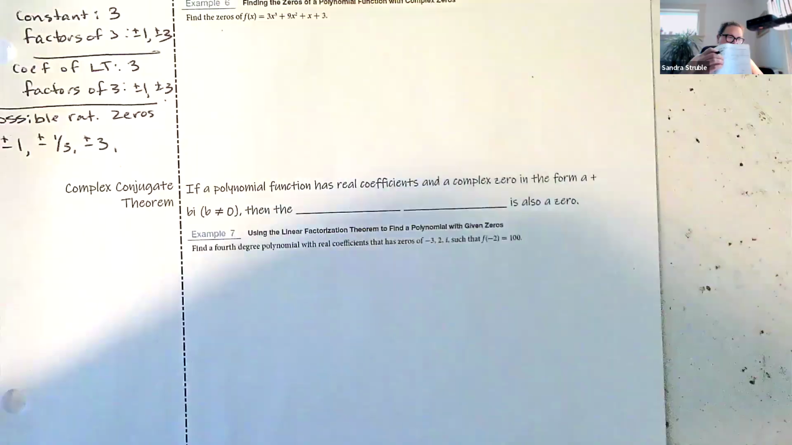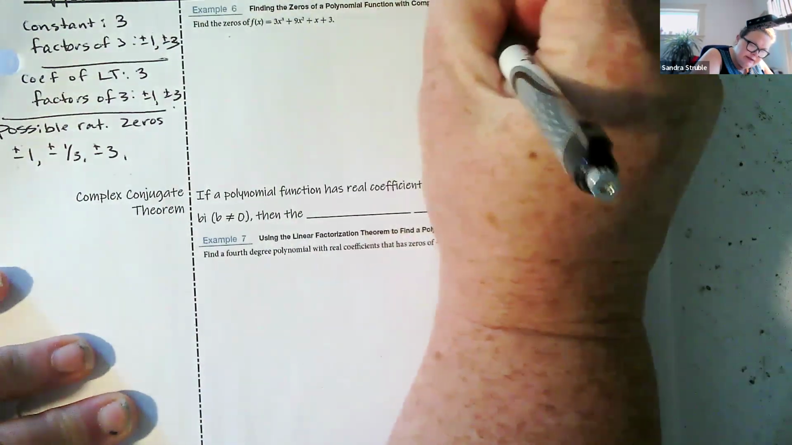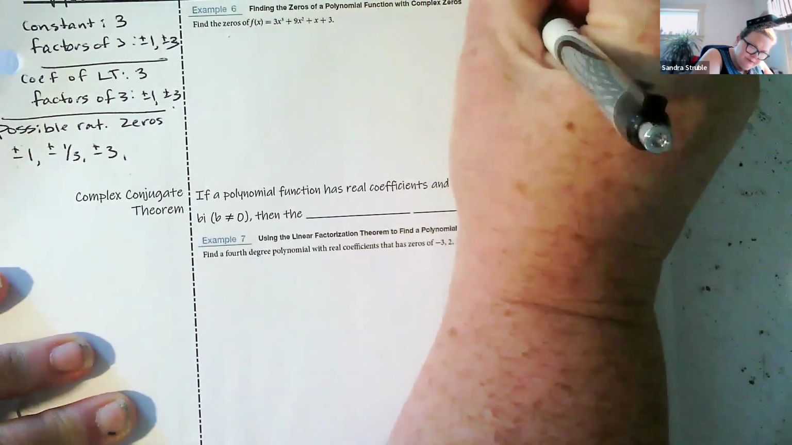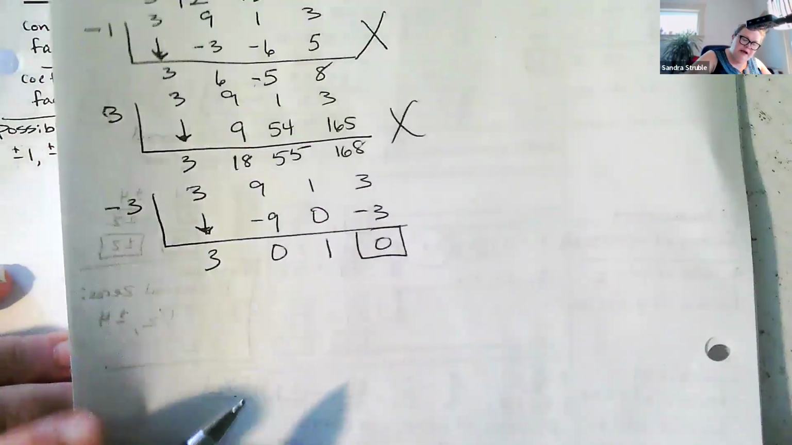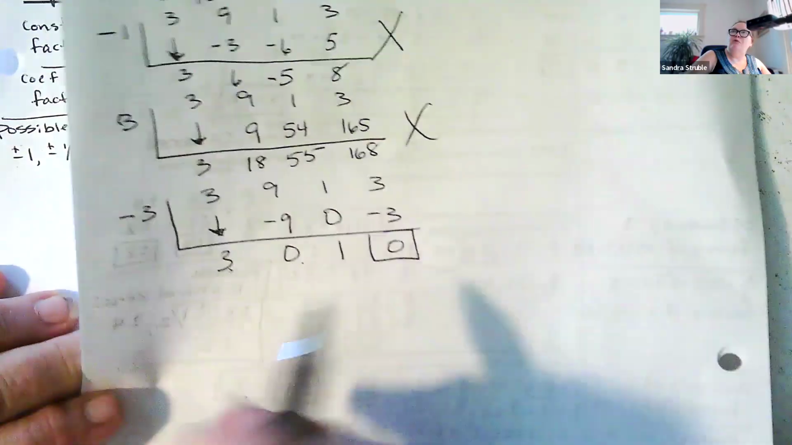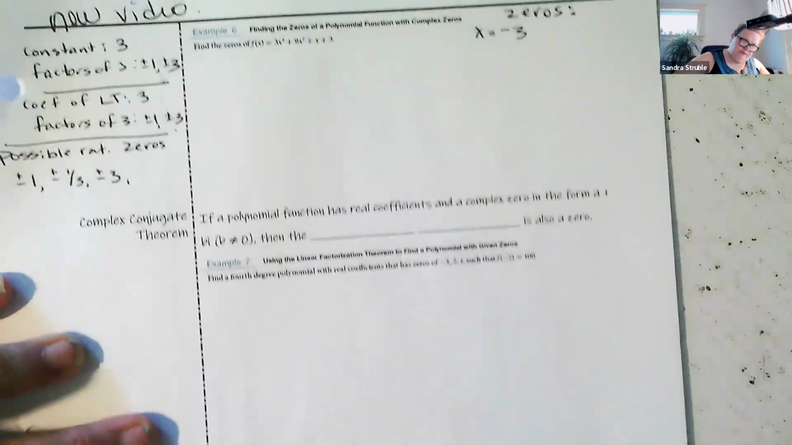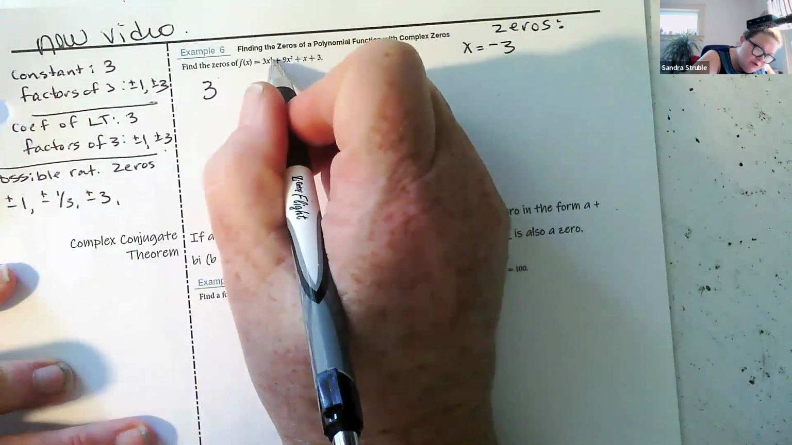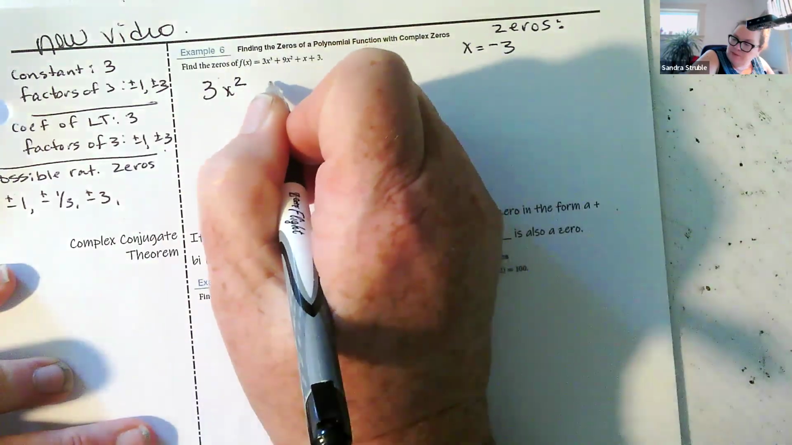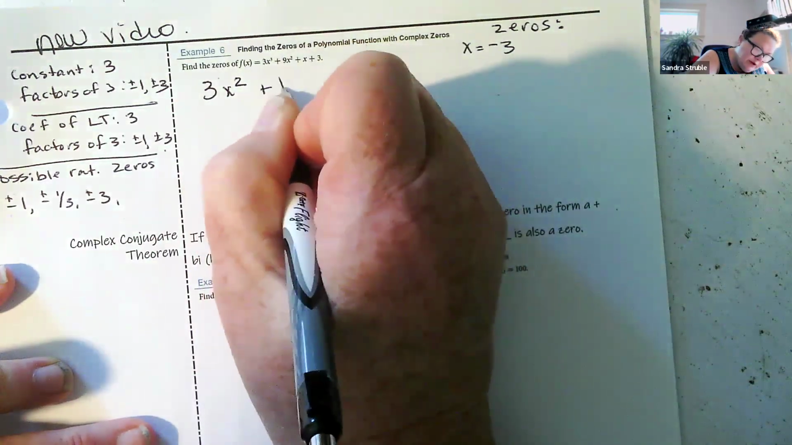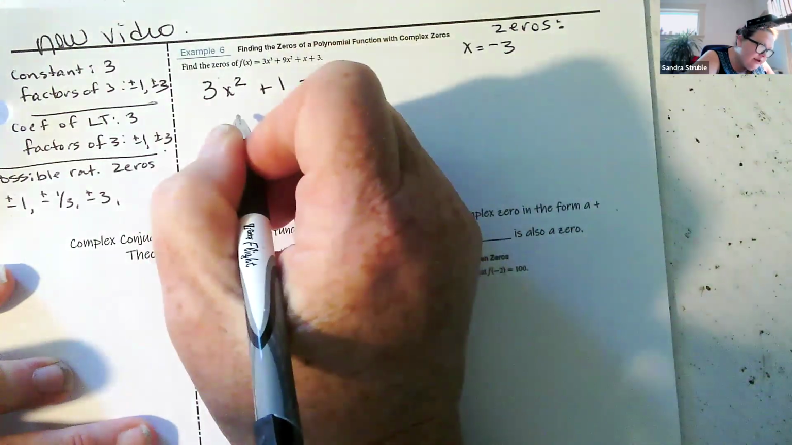I'm going to come back up here now. So x equals -3. It's one of my answers. And now I need to come back up here and grab that paper. I need the 3, the 0, and the 1. So 3, it's not x cubed anymore, it's x squared. We have 0x and then plus 1. So plus 1. I need to set this equal to 0 and factor.